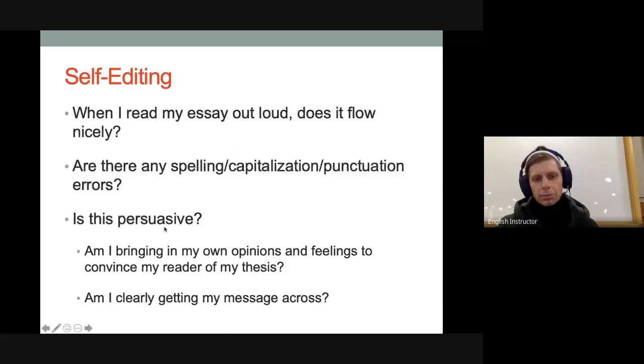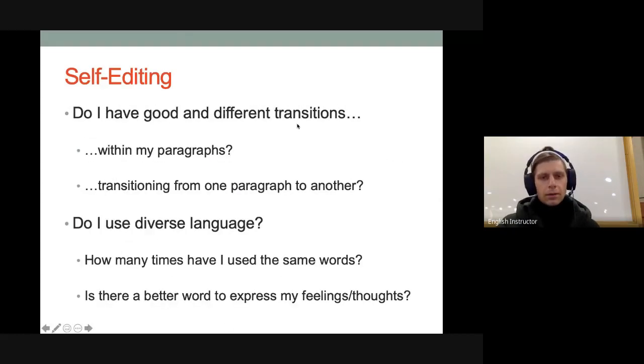And then again, is it persuasive? Did I use transitions? Did I vary my language? That was one of the things that I talked about in someone's essay comments this week. Find different ways to say things. You can only use the word people so many times in an essay before you need to say family or friends or others. But if you just keep repeating the same word, people in this case, it doesn't always sound correct.